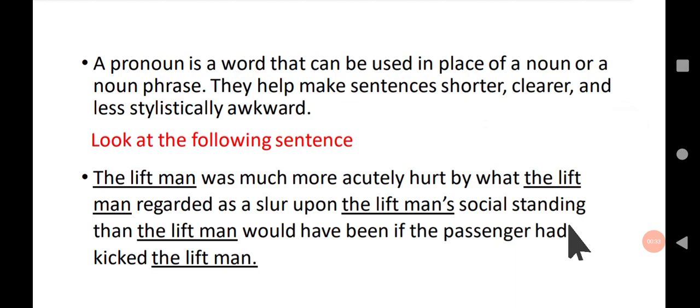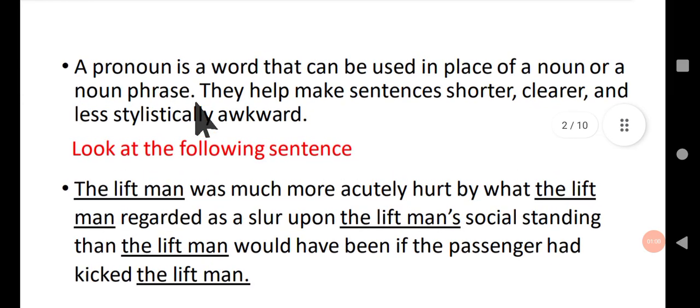What is a pronoun, when I ask you this basic question? You usually say pronouns are the words which are used instead of the noun. Of course, that is the absolutely correct answer. So whatever words are used instead of the noun, they are all called pronouns. See here, a pronoun is a word that can be used in the place of a noun or a noun phrase.